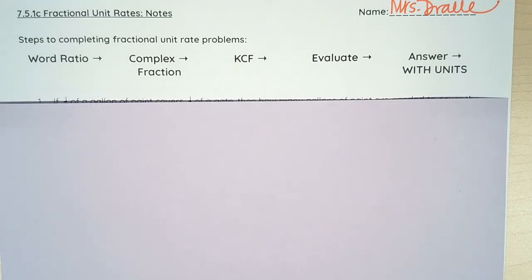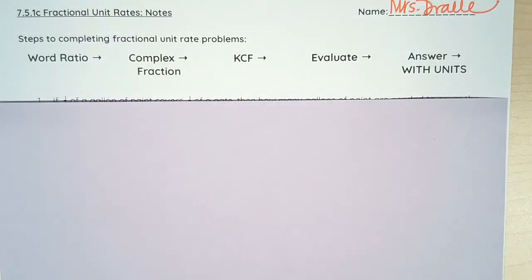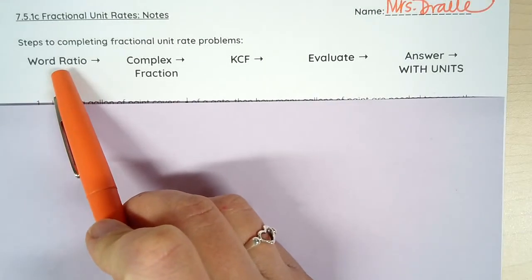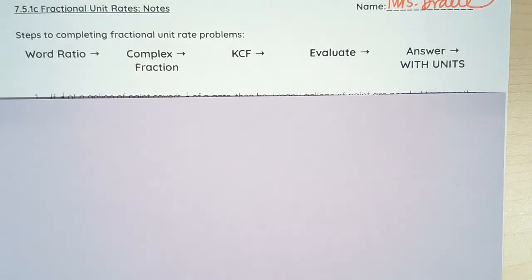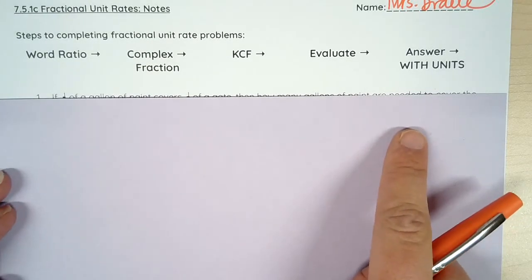Today we are going to talk about fractional unit rates. We have already learned how to find the unit rates, but now we are going to throw fractions into that. We're always going to start off by writing our word ratio. It's incredibly important to make sure that we have what we are comparing written out. That way we can make sure that it stays consistent throughout our entire process.